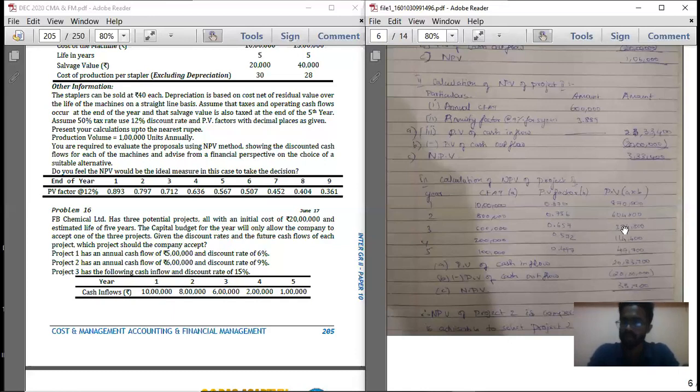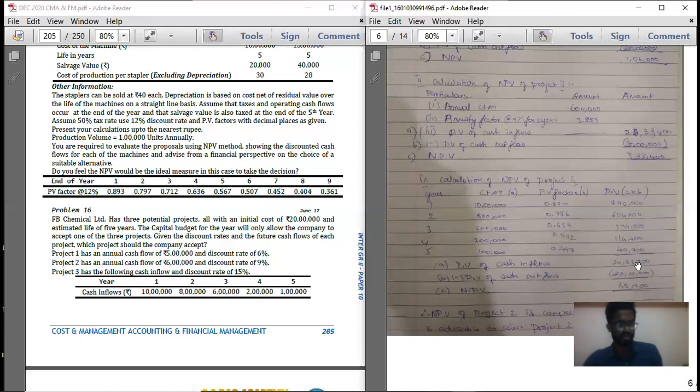So for year 3 it is 3,94,200, and for year 4, 2 lakh into 0.572, you are getting 1,14,400. Below that, year 5, 1 lakh into 0.497, you are getting 49,700.